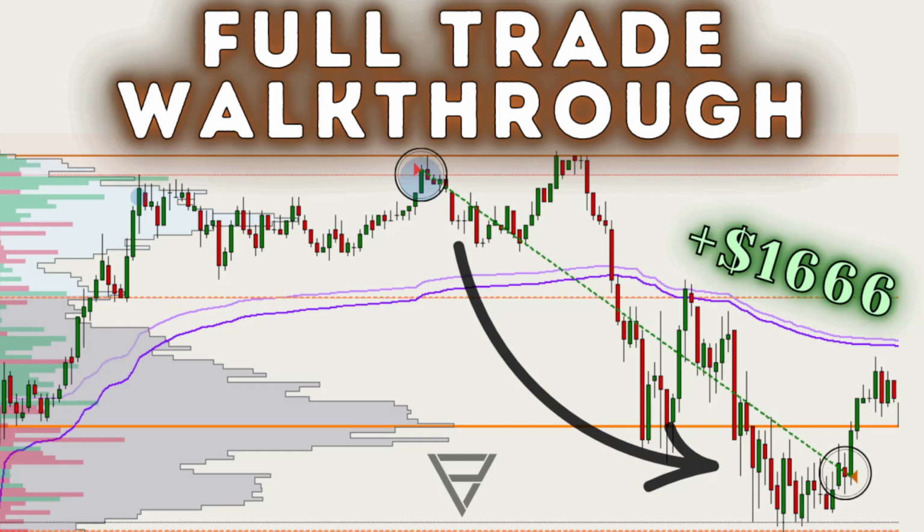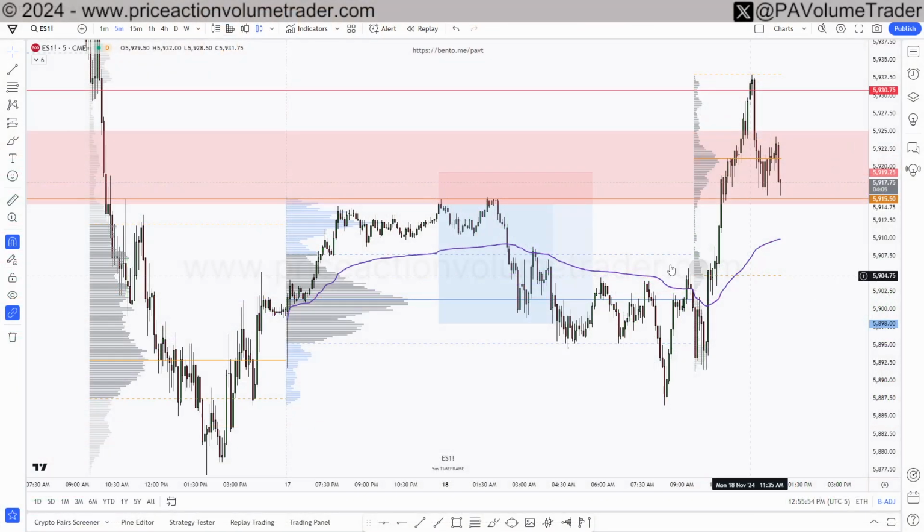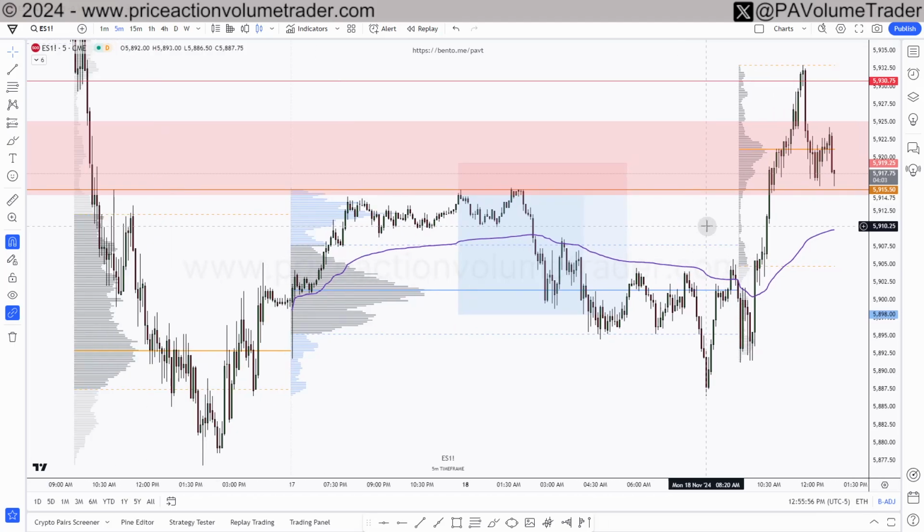This is a winner, but it is actually a trade that I cut off. It didn't hit the original target that I had, and I just cut it off when I sensed that it could potentially reverse against me. So we're going to show you everything over here.